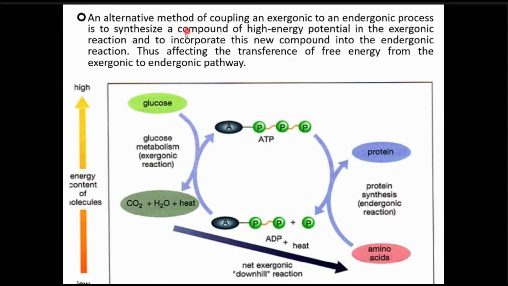So an alternative method of coupling an exergonic to an endergonic process is to synthesize a compound of high energy potential in the exergonic reaction and to incorporate this new compound into the endergonic reaction, thus affecting the transference of free energy from the exergonic to the endergonic.